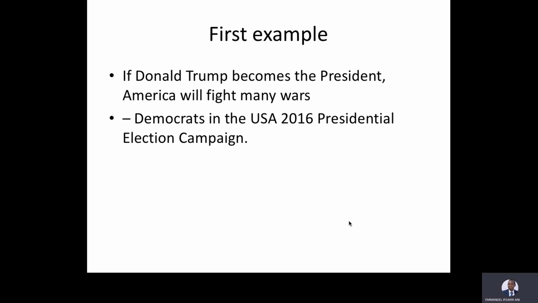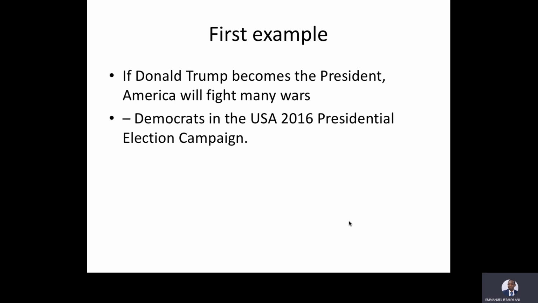Let's look at the first example. If Donald Trump becomes the president, America will fight many wars. This was said by Democrats in the USA 2016 presidential election campaign. So in 2016, when Donald Trump was running for president, the Democrats were telling people that if you elect this man, we'll find ourselves in many wars before we know it.